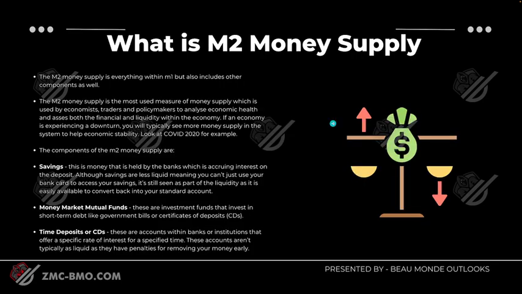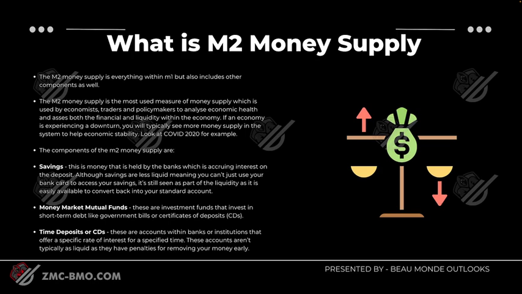What is M2 money supply? M2 money supply is everything within M1, but also includes other components as well. The M2 money supply is the most used measure of money supply, which is used by economists, traders, and policymakers to analyze economic health and assess both the financial and liquidity within the economy.